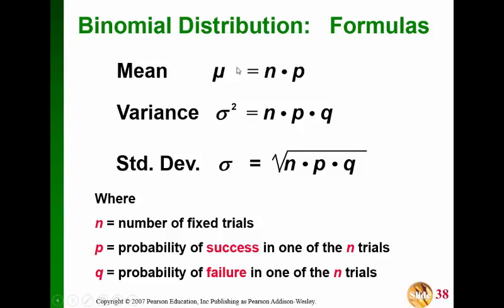And then once you know n and p and q, then you can find the mean, variance, and standard deviation just by multiplying them. Well, the standard deviation, you multiply them and you take the square root. So still, these are all easy formulas. And it's so easy that we can quickly go back to our example with the slot machines 5 times.